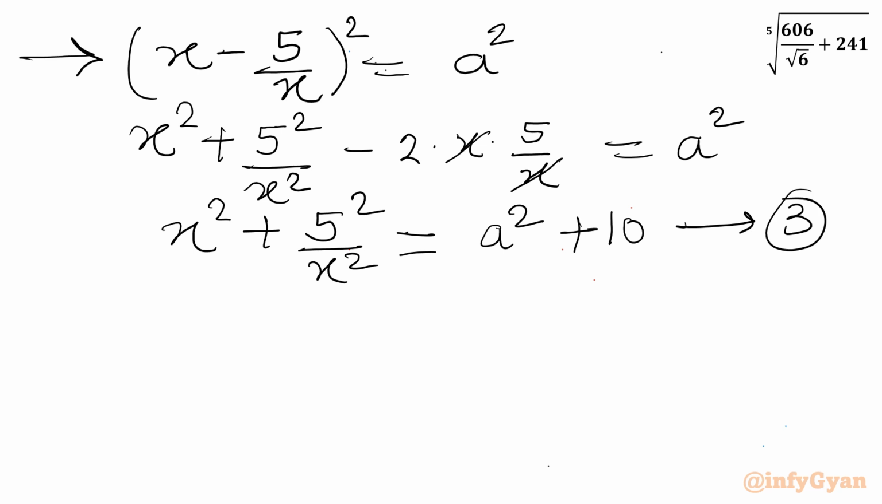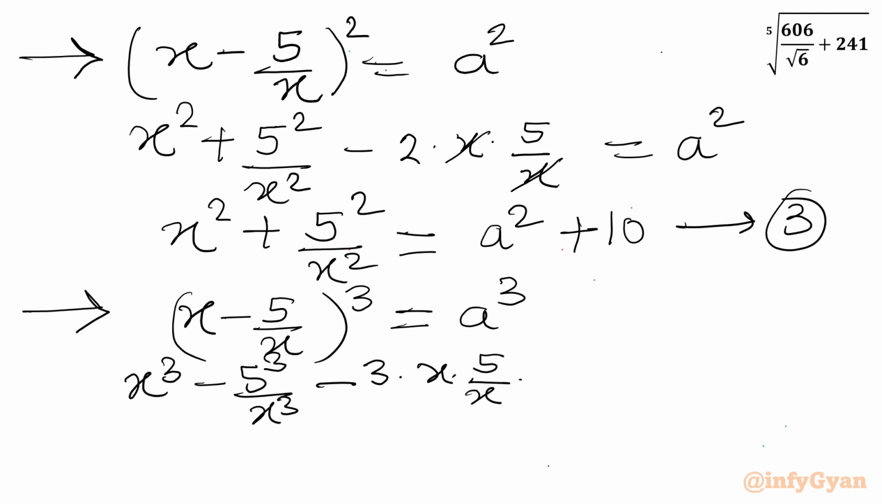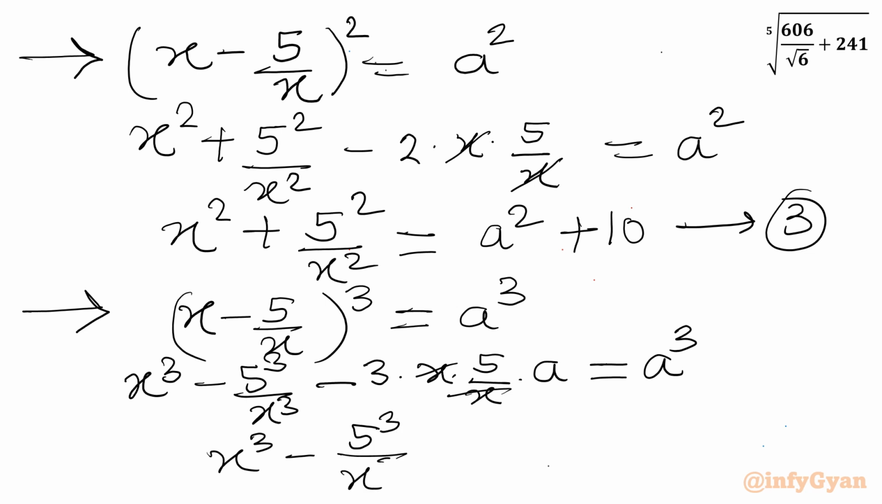Now I will consider cubing of both sides. x minus 5 over x whole cube equal to a whole cube. The a minus b whole cube formula we can apply. So x cube minus 5 cube over x cube minus 3ab times a minus b, so it will be equal to a cube. So x and x will be over. So from here x cube minus 5 cube over x cube, this will be equal to a cube plus 15a.